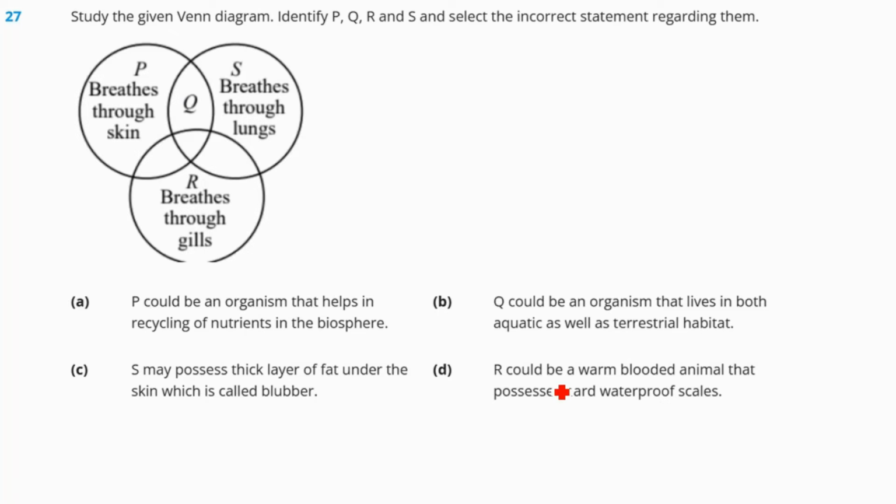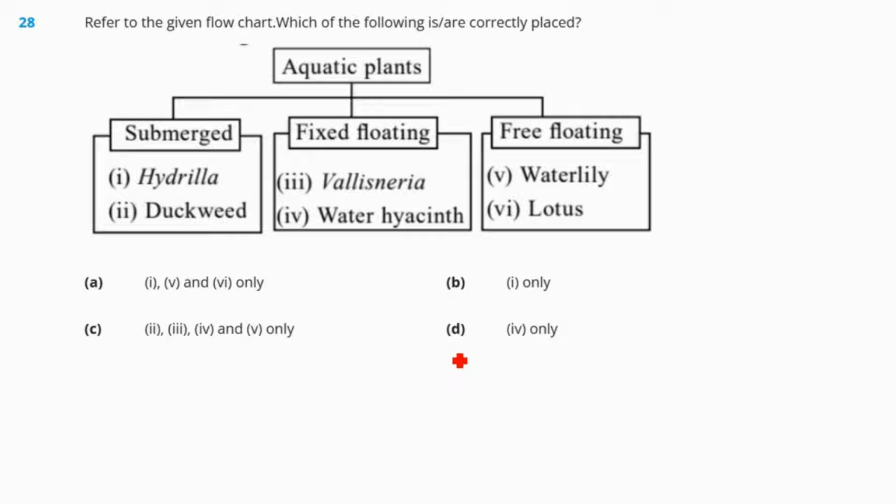D says R could be a warm-blooded animal that possesses hard waterproof scales. Wrong, because fish are not warm-blooded animals. They are cold-blooded animals. So this is a wrong statement, but the correct answer of question number 27.